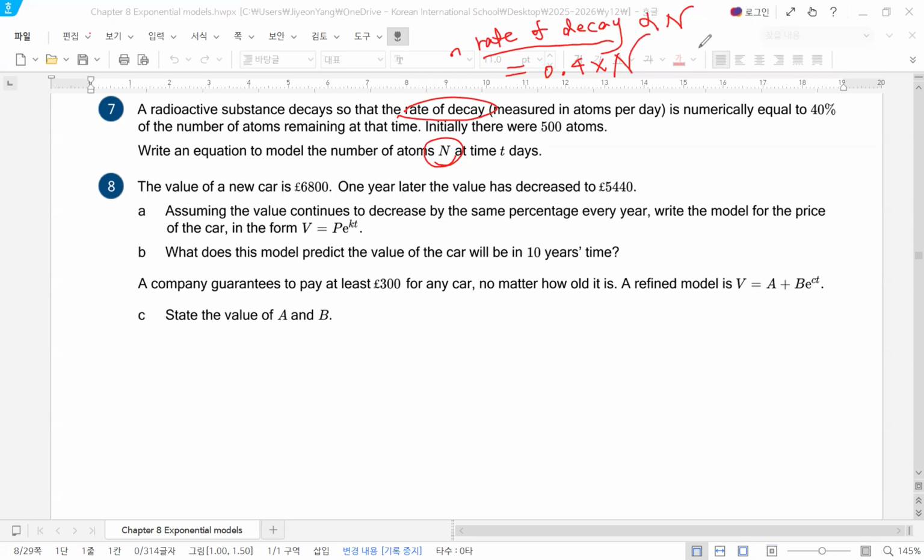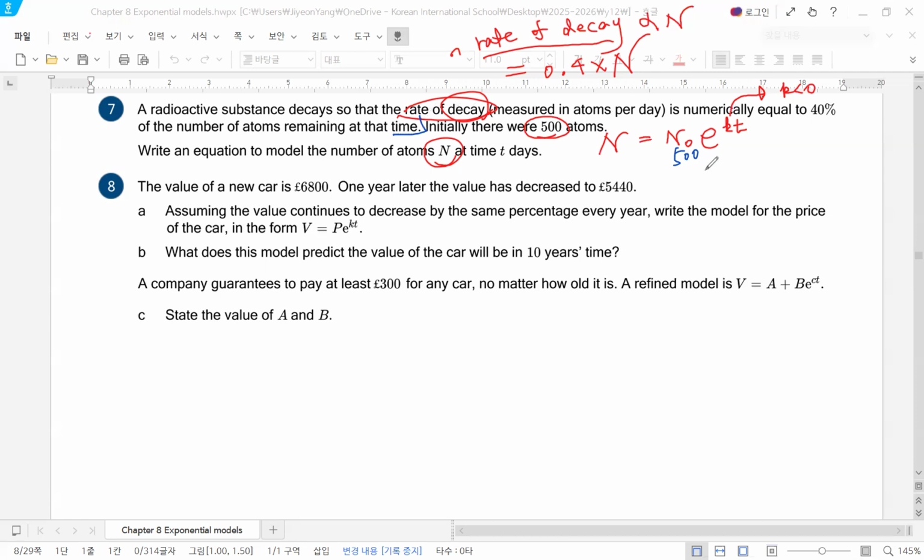Number of population remaining. So it means exponential decay, so we can write it as n equals n0 e to the power of kt. And since it's decay, we can assume that k is a negative number. Since 500 atoms is the initial value, you can put 500 here. Then the rate of decay is numerically equal to 40% of the number of atoms remaining at the time.